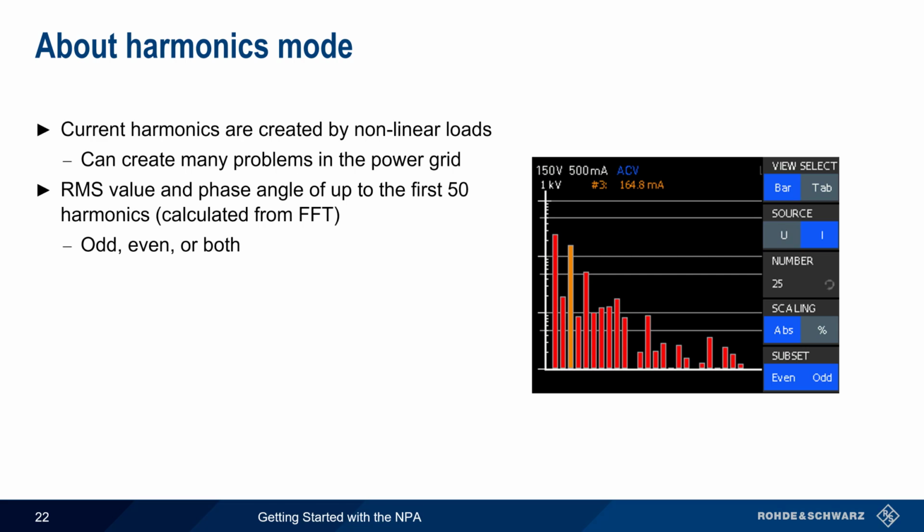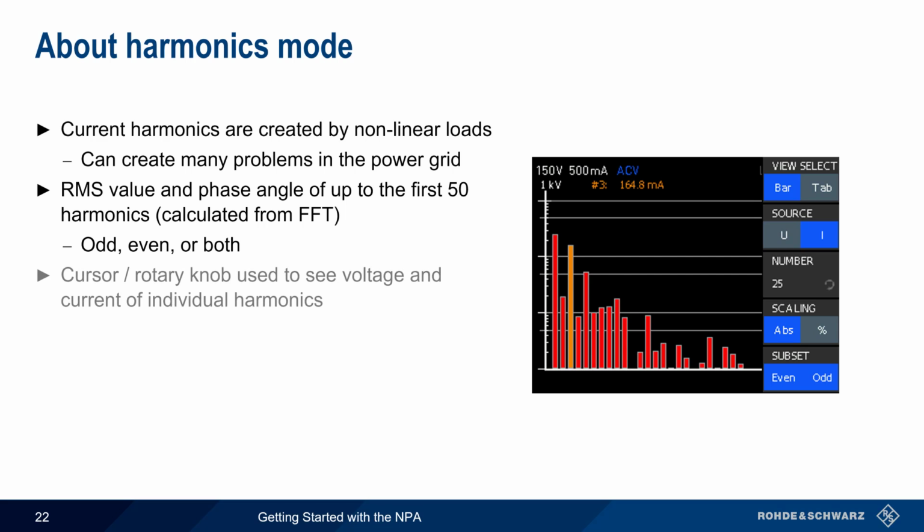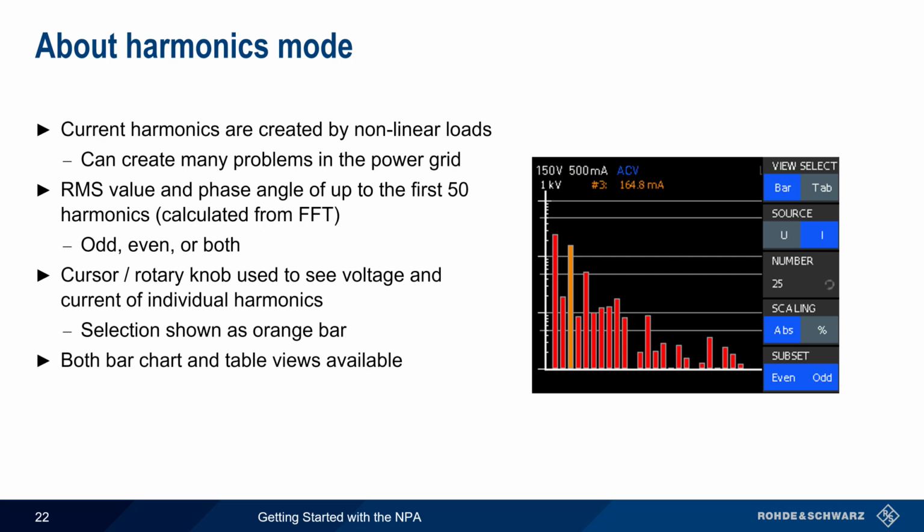It's also possible to display only the odd or even harmonics. The cursors or rotary knob can be used to view the values for an individual harmonic, highlighted in orange. In addition to the bar chart shown here, harmonics can also be viewed in table form, showing per harmonic magnitude and phase.